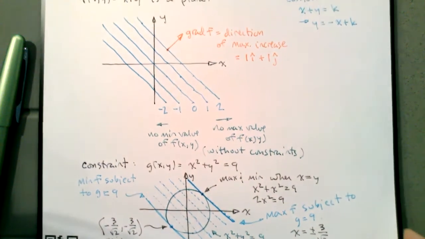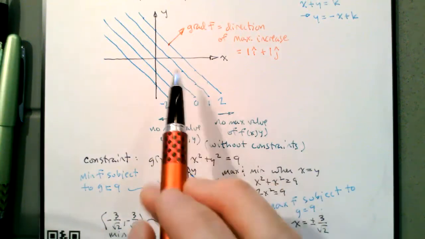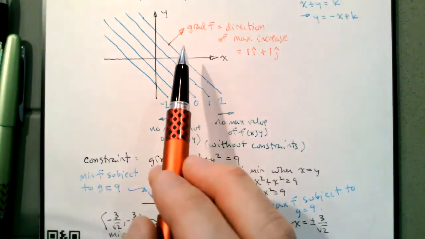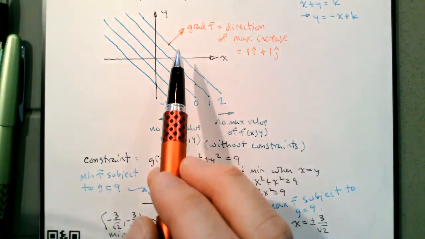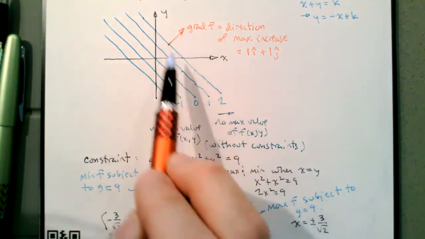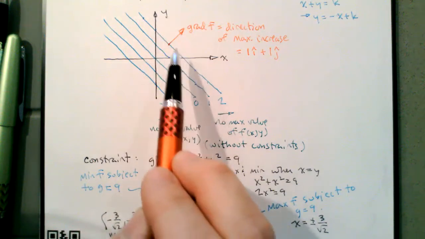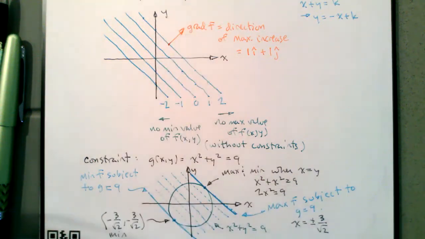And you could probably guess that the gradient is going to show up because I brought the gradient up previously. Remember that the gradient is always going to be perpendicular to our contour. So our contour is our direction of no change. Our gradient is the direction of maximum increase.